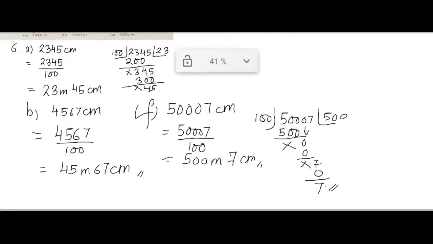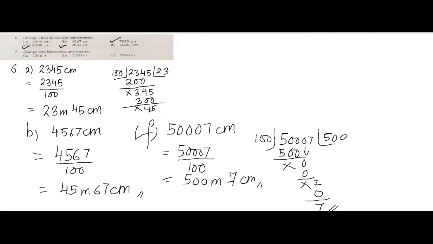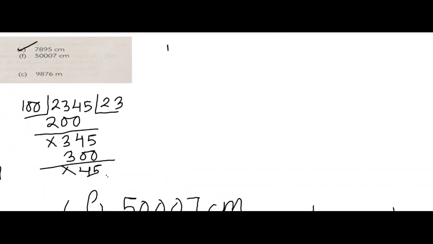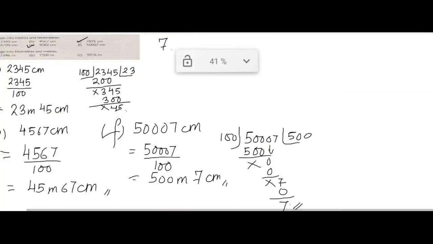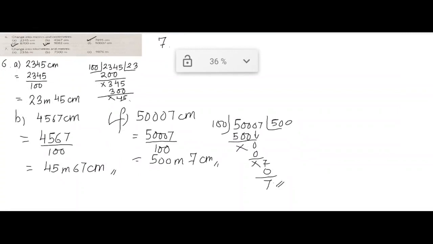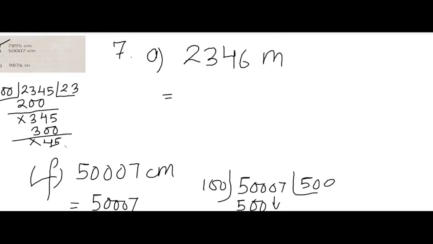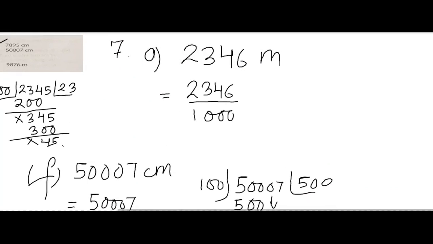So in this way children, you will do number A, B and F. Rest you will do yourself. Now let us do number 7 here. The first question is, you have to convert meters into kilometers and meters. So here you have to divide it with 1000, children. If you divide it with 1000, you will get the length in kilometers, because we know that 1 kilometer equals 1000 meters.